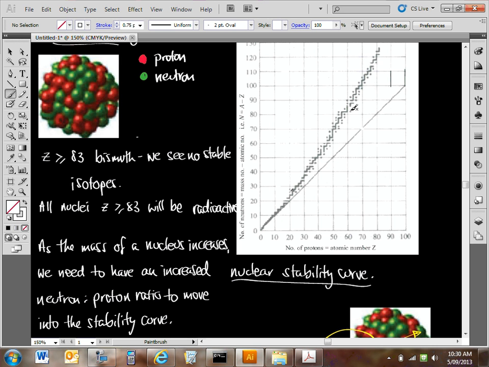Okay? You can see here, this isotope of element number 64 needs approximately 90 neutrons. So 64 protons, 90 neutrons. If we go a little bit higher again, let's have a look at 80. Atomic number 80 needs a higher proportion of neutrons again, 120 neutrons compared to 80.